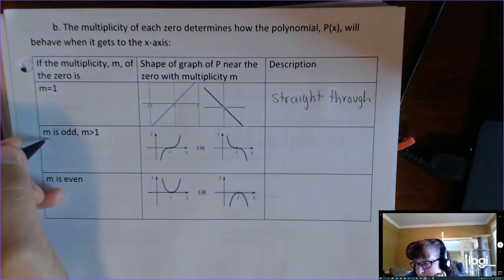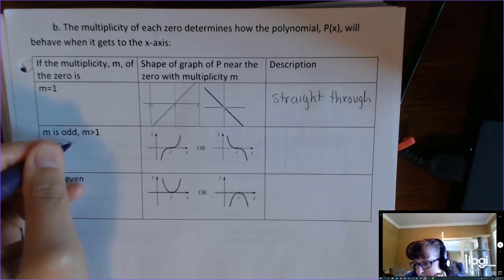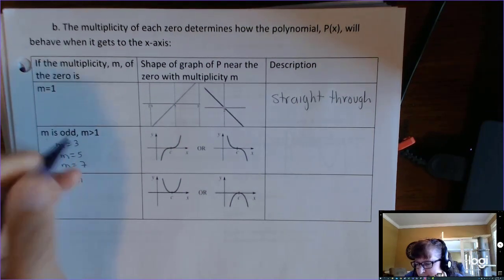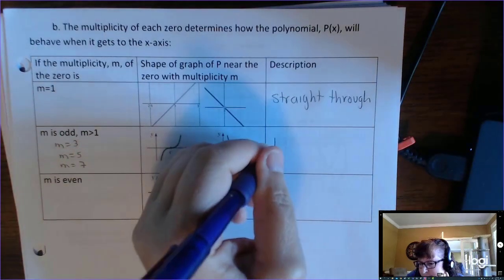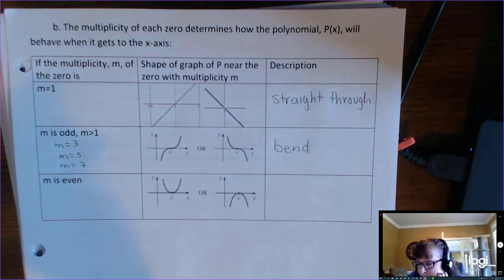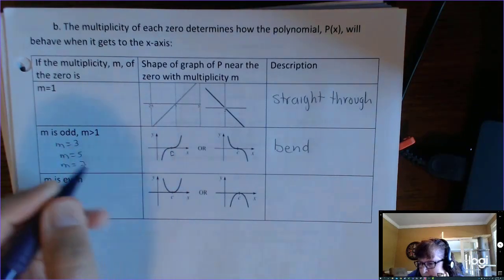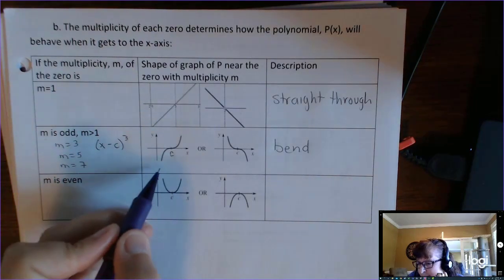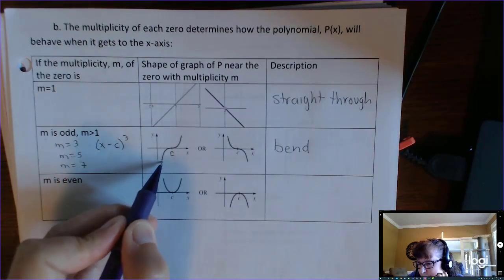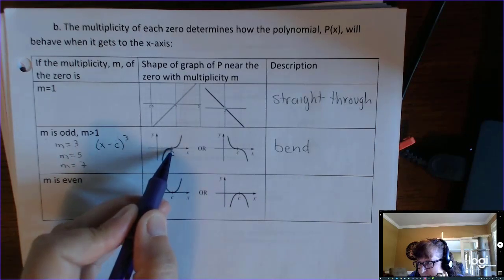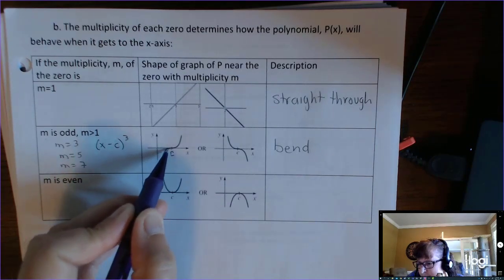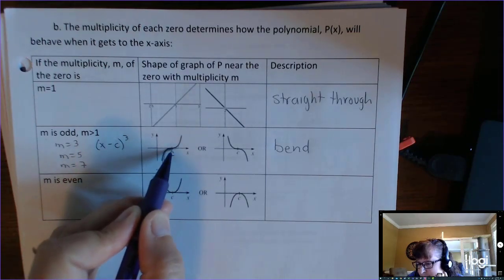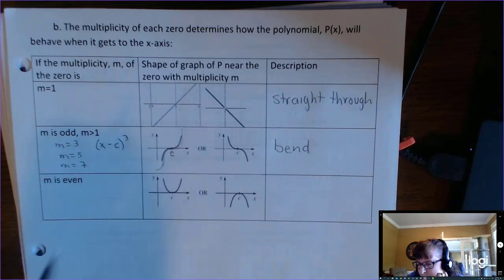Okay, if the multiplicity is odd, like m is 3, or m is 5, or m is 7, then what's going to happen, it's going to bend through that 0. So if you have the 0 c, and it was like x minus c to the third power, what would happen is if you're starting out down here, when you get to this c 0 here, you're going to kind of flip it, like if this were kind of a parabola shape, an upside down u, when you get to this 0, you're going to flip it back to an upright u.